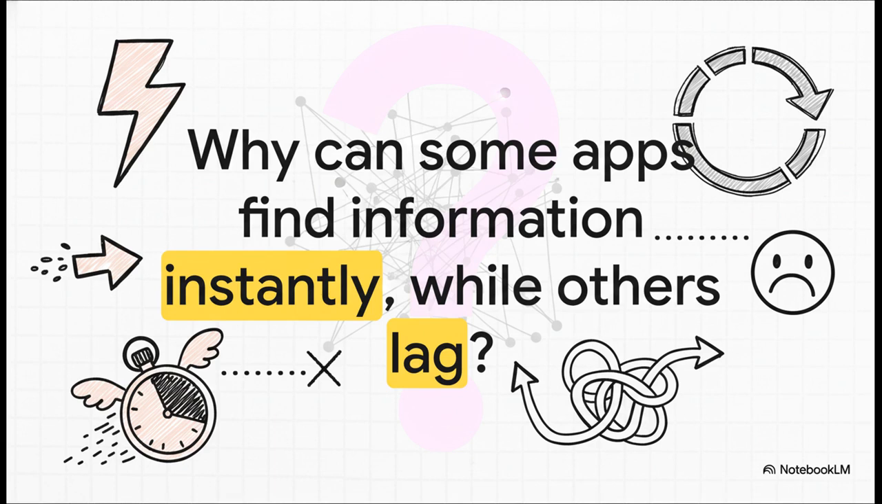Right? We've all been there. You search for a friend's name and boom, it's right there. But then you search for an old email and you're just stuck watching that little spinning wheel of death. The difference isn't usually the data itself, but how the app is actually looking for it. The whole secret is in the algorithm.